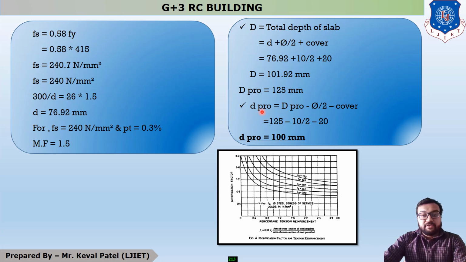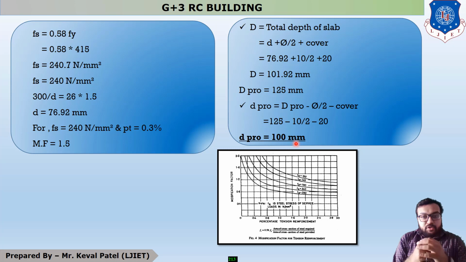Now, what is the equation of small d provided? The equation is capital D provided minus phi by 2 minus cover, because whenever we have to find capital D from small d, the equation is small d plus diameter by 2 plus cover. Now opposite, if we have to find small d with the help of capital D, then the equation is D provided minus phi by 2 minus cover. So students, after putting all these values, we will get our answer of small d provided is equal to 100 mm. So students, this is our step number 1.